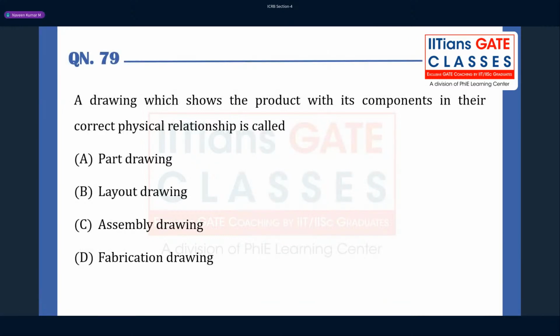Drawing which shows the product with its components in their correct physical relationship is called. So they are saying that there are so many drawings, especially in the assembly lines in a manufacturing plant. We have so many drawings: part drawing, layout drawing, assembly drawing, fabrication drawing. All these have different purposes. But first we'll understand all the options, and then we'll go for the question that he's asking and put the right option. Okay. So what is part drawing? Part drawing is nothing but a detailed drawing of all the information of a single part.